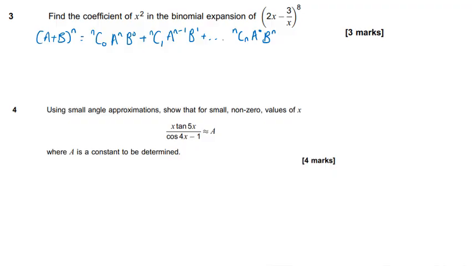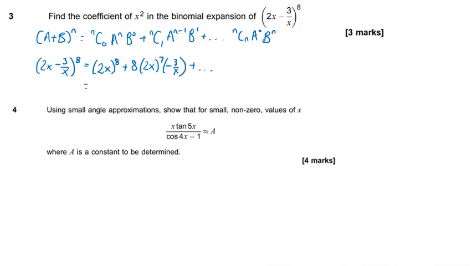So in this case, a is 2x and b is minus 3 over x. So if we try to apply this formula, we're not going to do the whole thing, but let's just look at the first few terms. So n choose 0 is always 1. So we just get 2x to the power of 8. That's the first term. Because minus 3 over x to the power of 0 is just going to be 1. Then we get 8 times 2x to the power of 7 times minus 3 over x to the power of 1, and so on.